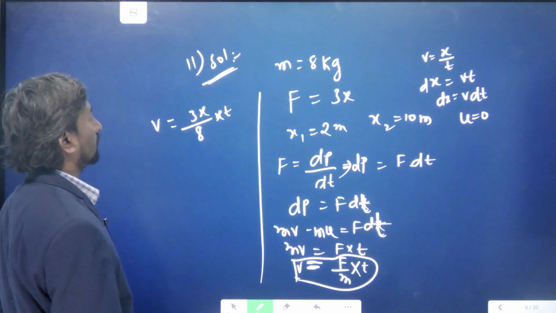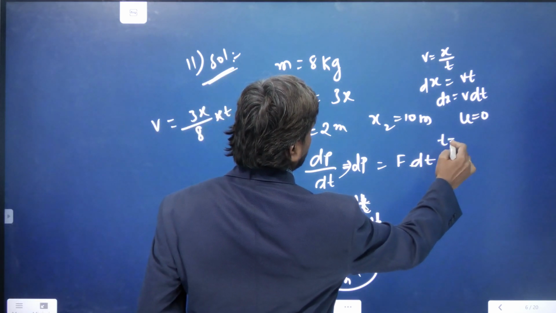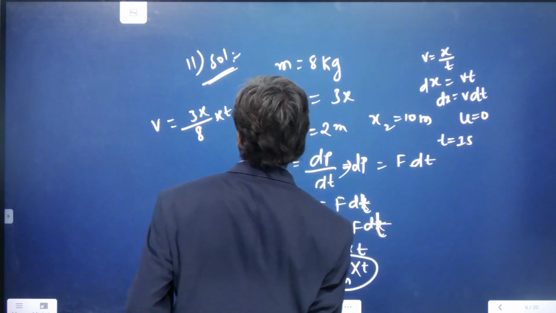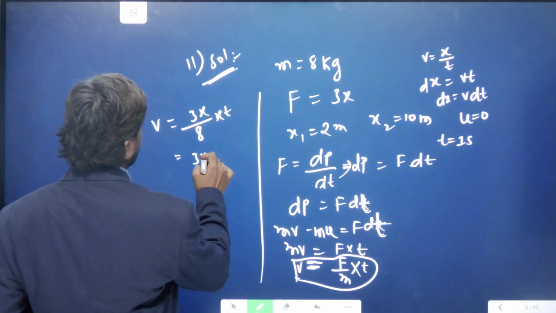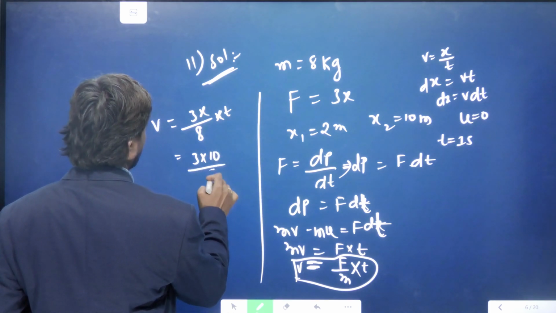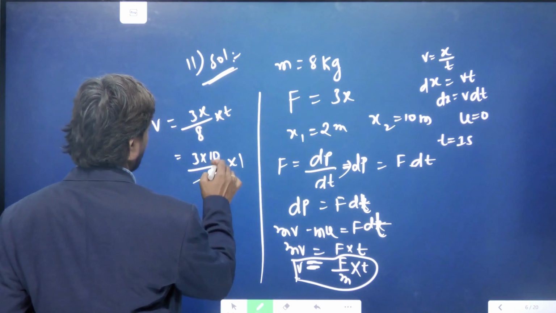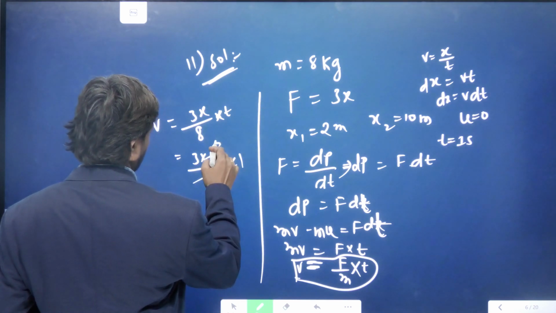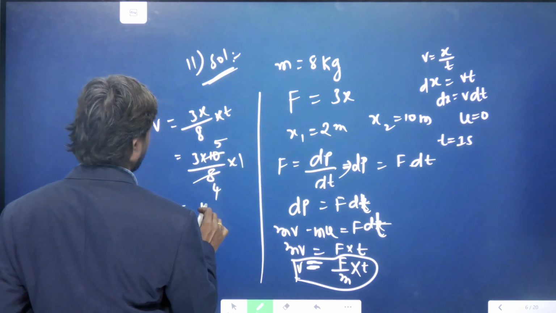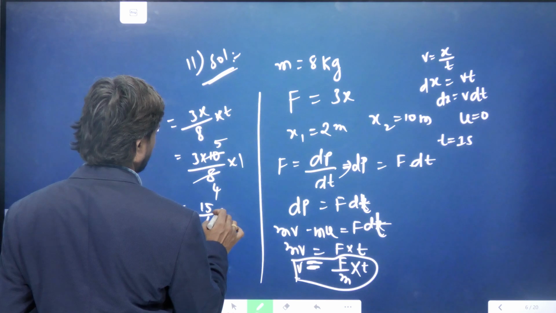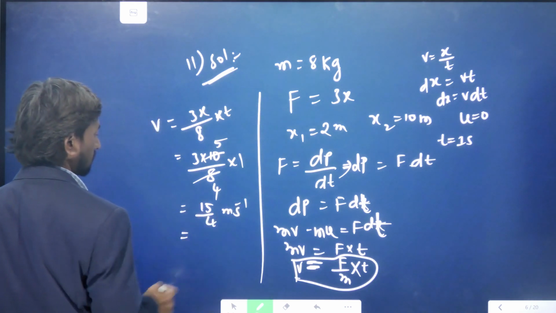We will take t equal to 1 second, per second we will be calculating. So how much do we get here? 3 into x, where x is 10, divided by 8 into 1. So here we'll get 4 and 2 5s. Then we'll get 15 by 4 meter per second.